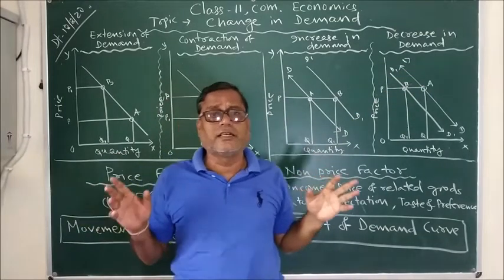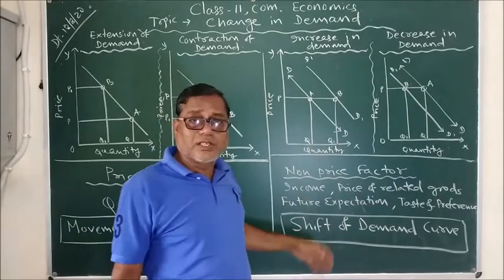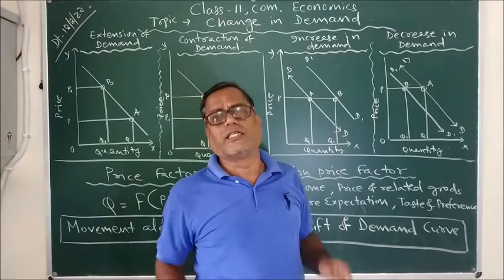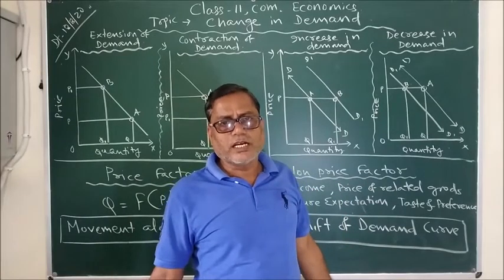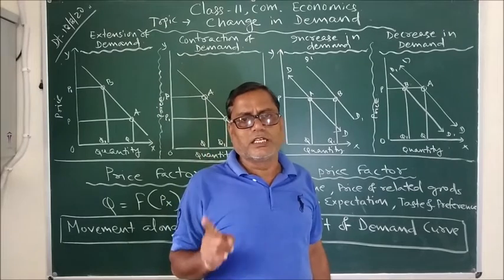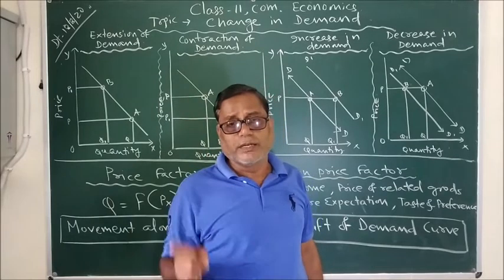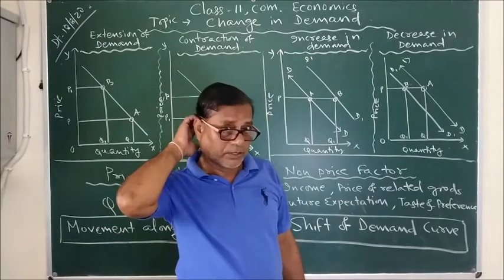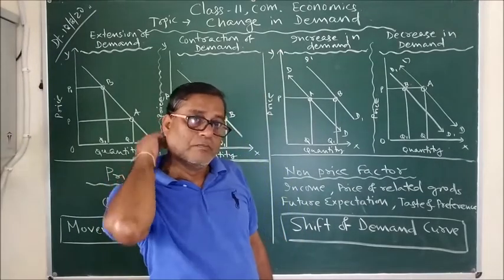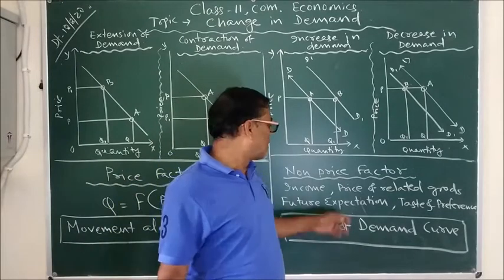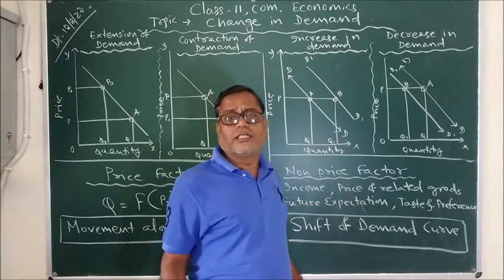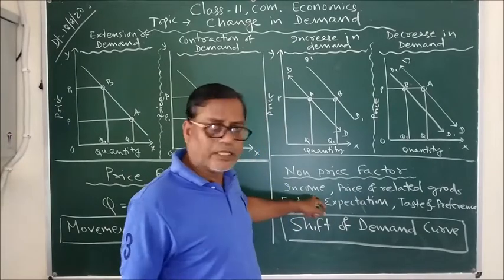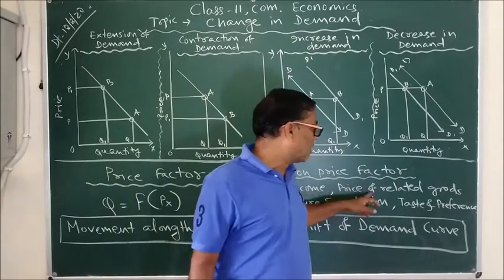clearly understand and recall what are the determining factors of quantity demanded. Obviously we know that price is one of the most important determining factors of quantity demanded for a good or service, that is its price. But apart from price, there are some other factors which influence the quantity demanded of a good or service, like income of the consumer, like price of related goods.